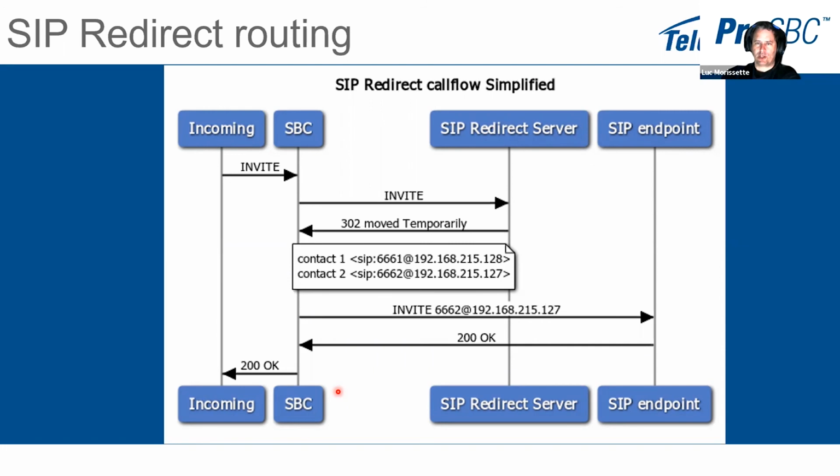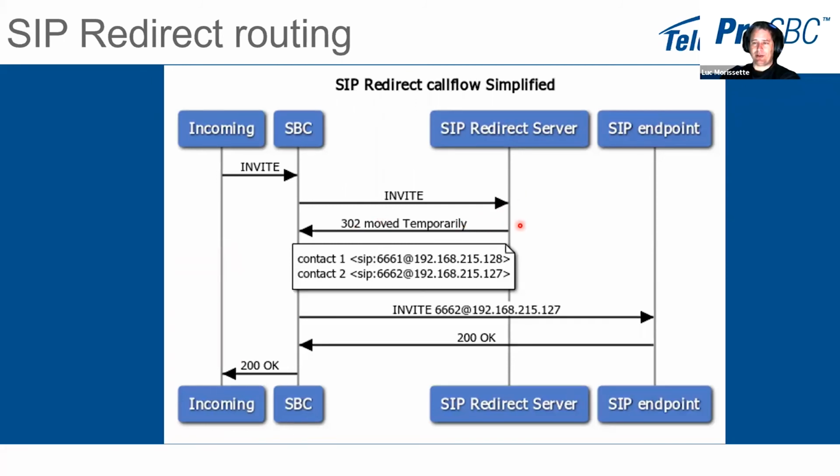So if we look at just a little call flow here, you get the invite coming in from somewhere to the SBC. And then we send this invite to the redirect server. And here we can send it as is or modify some information before sending it out.